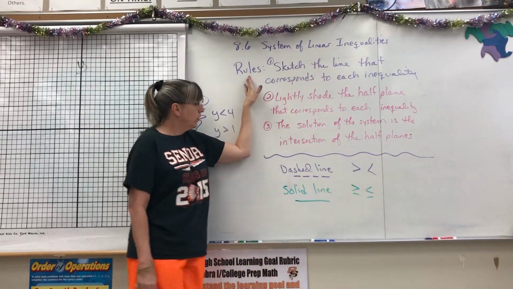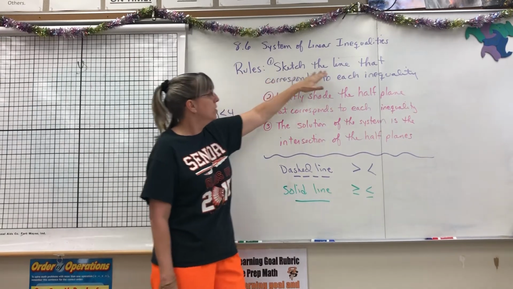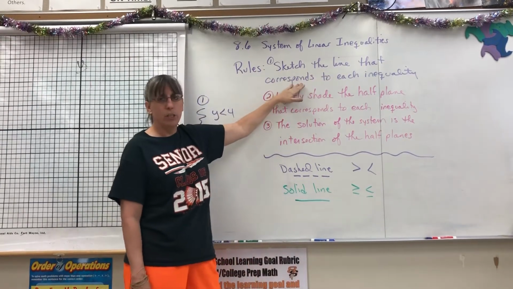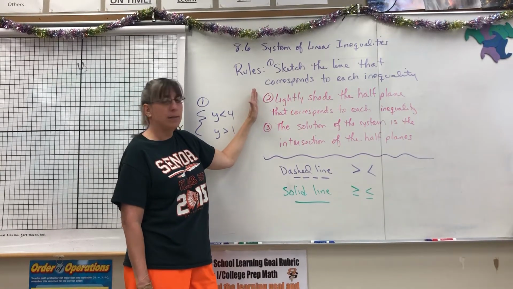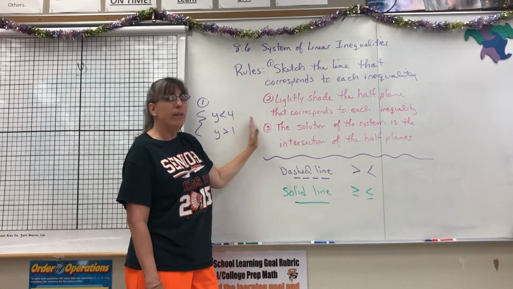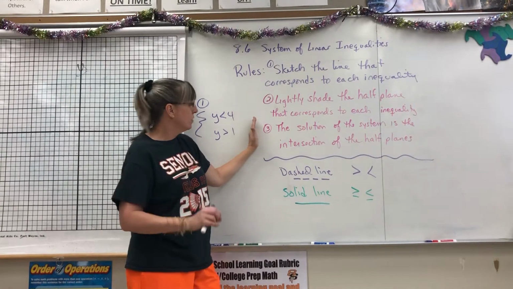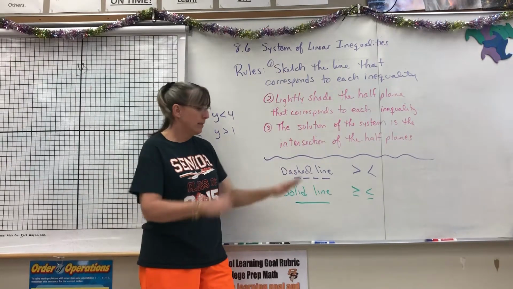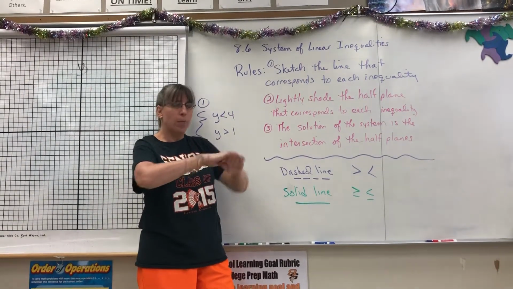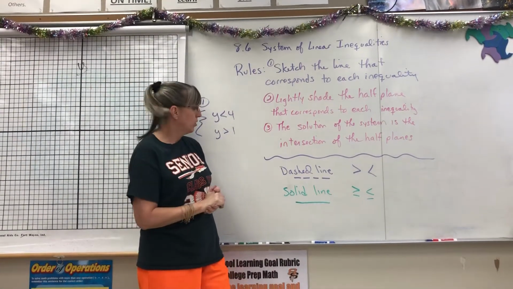Okay, so here are your rules. Sketch the line that corresponds to each inequality. Lightly shade the half plane that corresponds to each inequality, and then the solution or your answer is the intersection of the half planes. It's where they overlap. So you shade that in a little bit darker.